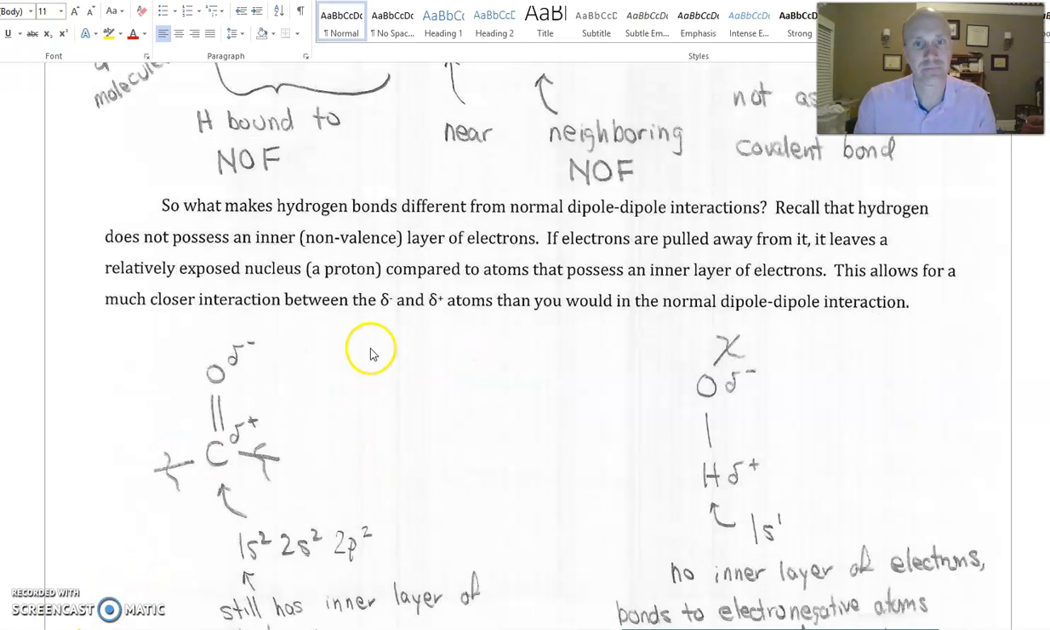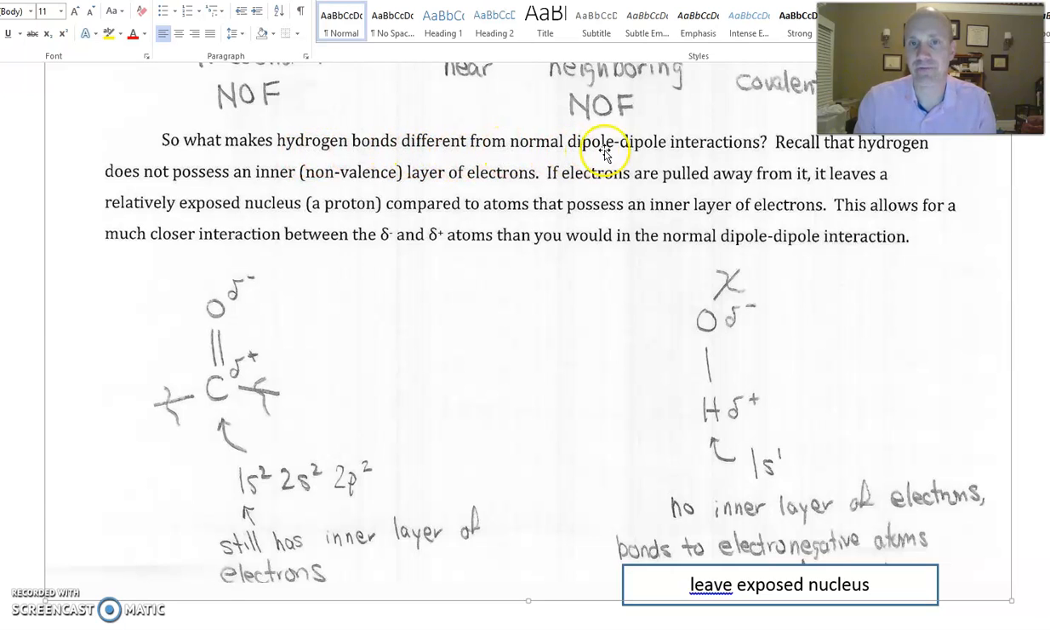So what's so special about a hydrogen bond that makes it different from normal dipole-dipole interactions? The answer has to do with the fact that hydrogen has only one layer of electrons around it. Whereas if we take a look at this bond right here, remember the electron configuration for carbon: 1s2, 2s2, 2p2. We can see from this configuration that carbon has an inner layer of electrons that are not involved in covalent bonding. So even though these electrons are pulled away from the carbon because of the electronegativity difference, the nucleus in this carbon atom is still going to have an inner layer of electrons surrounding it from that first layer. So it moderates the amount of delta positive that this particular atom can have.